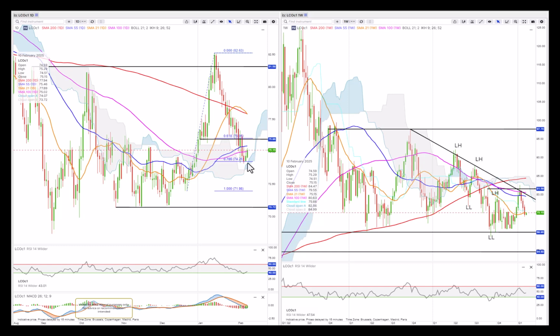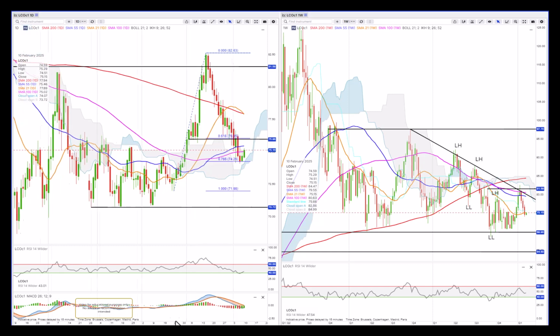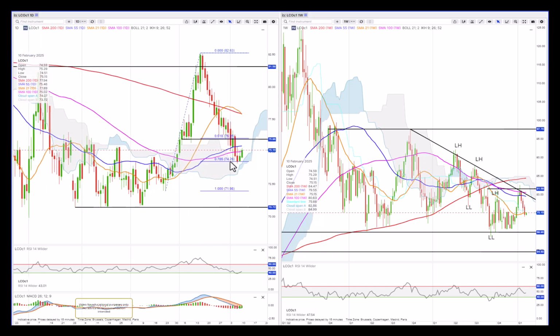You can see how it bounced from the 786 retracement at 74.25, and if it moves back above 76, then we could see a stronger bounce higher, so keep an eye on that.